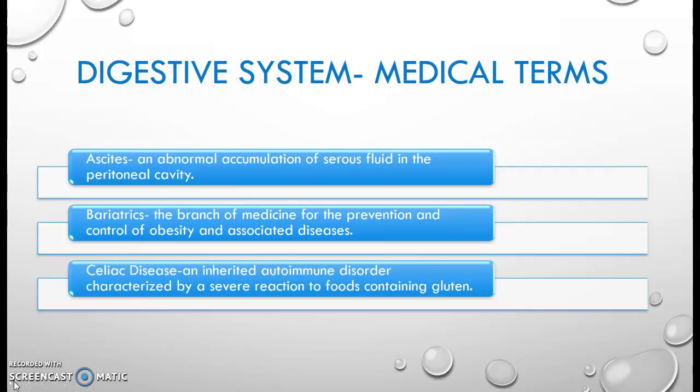Digestive system medical terms. So we're going to look at a few of these. The first one is ascites, and it's an abnormal accumulation of serous fluid in the peritoneal cavity. Bariatrics is the branch of medicine for the prevention and control of obesity and associated diseases. And then celiac disease is an inherited autoimmune disorder characterized by a severe reaction to food containing gluten.